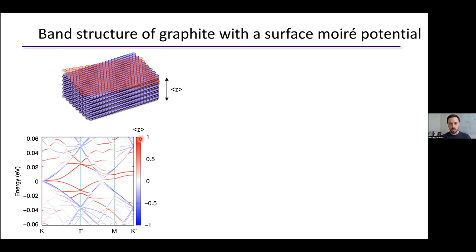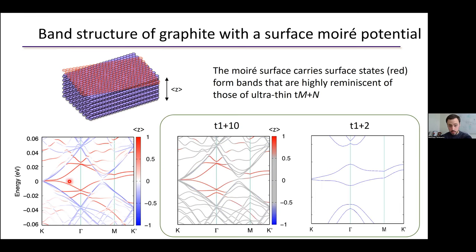So here, +1 means that the state is entirely localized onto the top twisted monolayer. -1 means that it's entirely localized onto the outermost Bernal layer. 0 means that it's in the middle. And to make it a little bit easier to see, I can saturate the color scale a bit just to highlight what's happening on surfaces. And we see that especially in red here, we have the formation of what really looks like Moire mini bands in this twisted 1+10 structure.